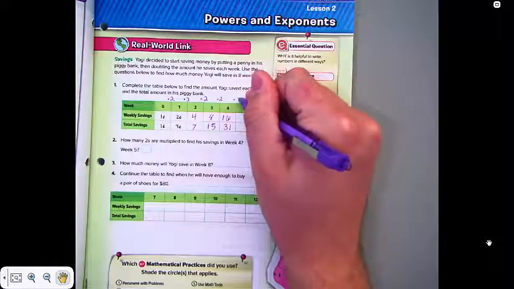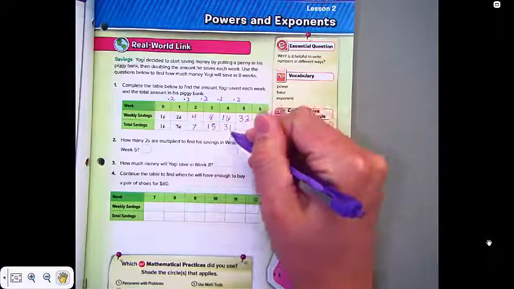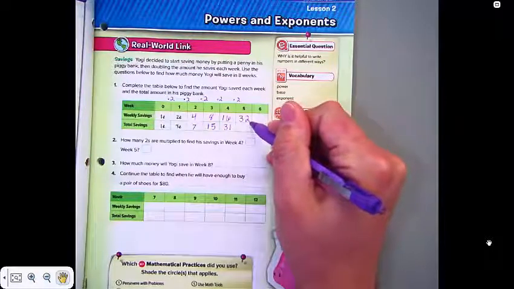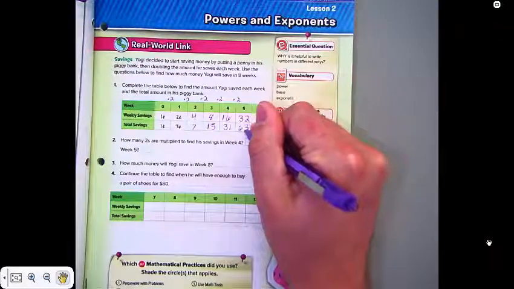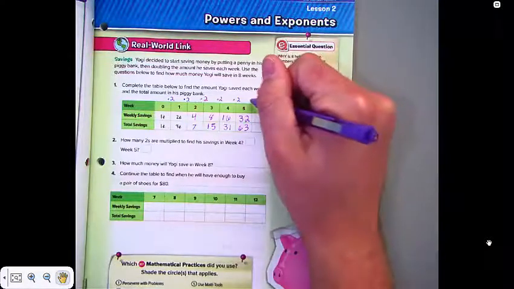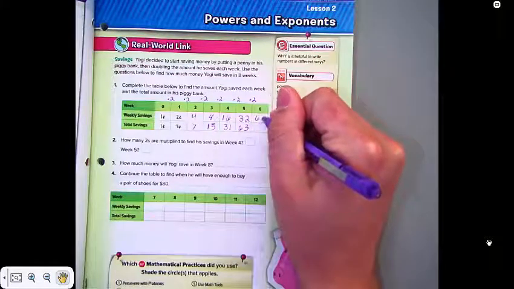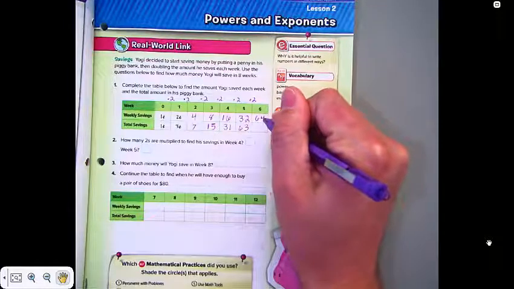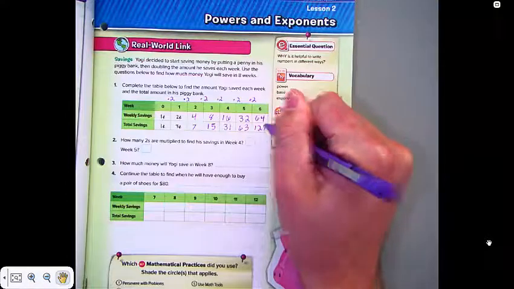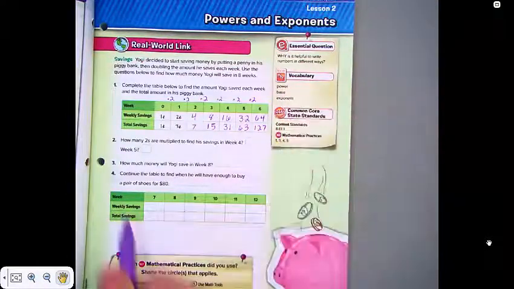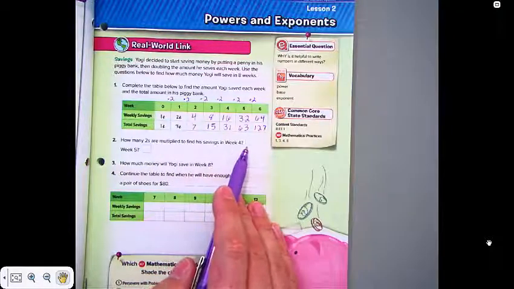Multiply by 2 again. 16 times 2, we have 32. Then we add those together. He put in 32 pennies that week, plus the 31 pennies he already had in. He now has 63 pennies. Then we multiply again by 2. So this next week he puts in 64 cents. We add that 64 with that 63. We get a total of 127 right there.